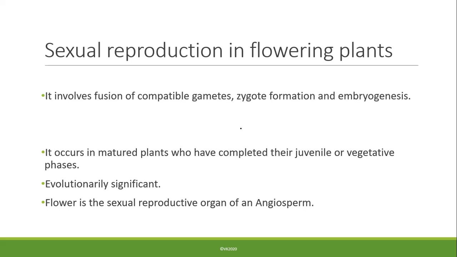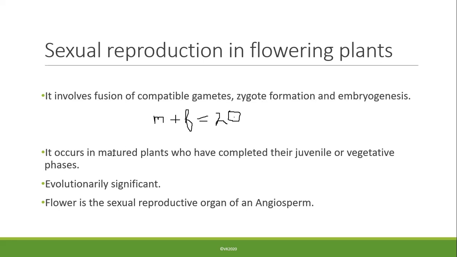Sexual reproduction in flowering plants involves fusion of two compatible gametes. Your gametes are the male gamete, which are your microspores in plants, and the female gametes, which are your megaspores, and they give rise to a zygote. Zygote is a unicellular structure which is formed by the fusion of a male and a female gamete. Embryo is the multicellular structure which further forms to give rise to a whole plant.